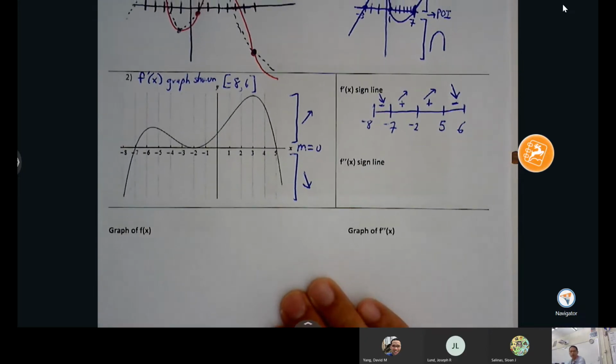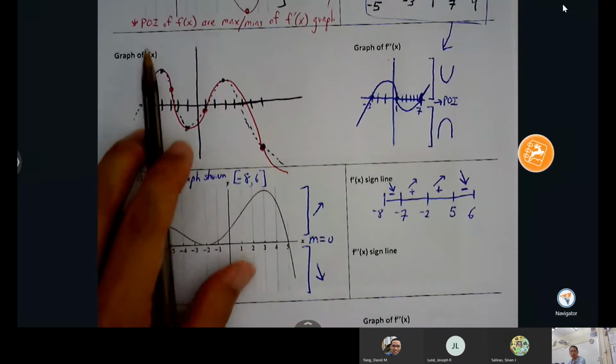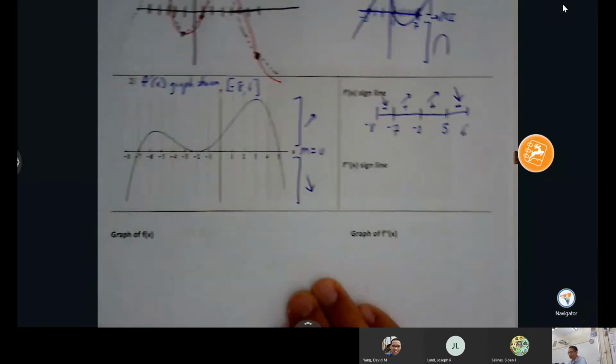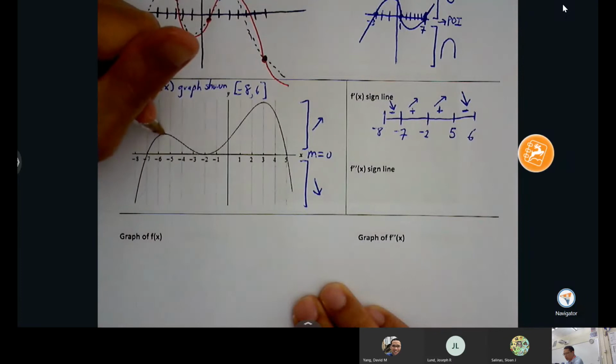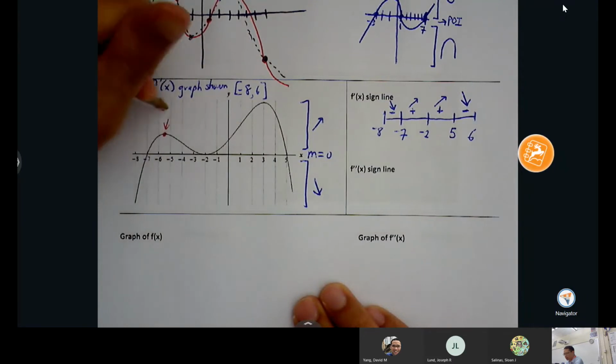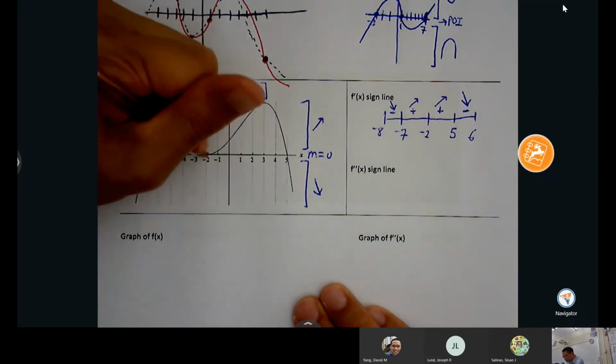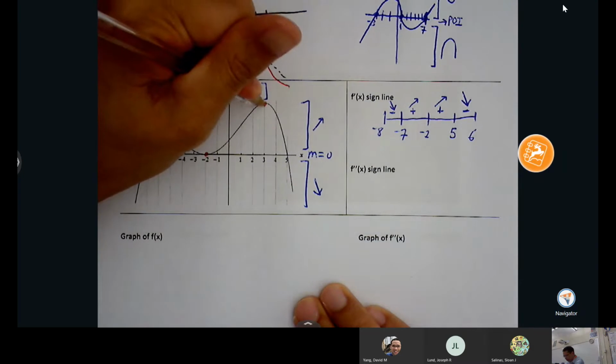Okay, second derivative sign line. We know that we want to target our points of inflection, and those are going to be the max and mins of the f prime graph. So our points of inflection don't quite land at a nice number. Let's say that's at -5.5. This is -2, and then 3.